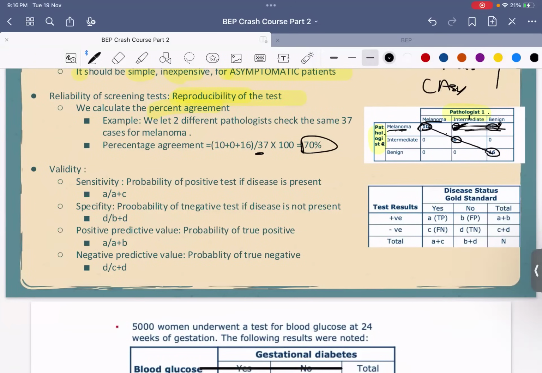Sensitivity is the probability of a positive test if the disease is present. Okay, so let's say I get people who have the disease. How many of those will test positive? That's how sensitive the test is. Specificity is the probability of a negative test if the disease is not present. So I get a group of people who definitely do not have the disease, and I see whether this test always shows negative in those, or sometimes it shows positive.